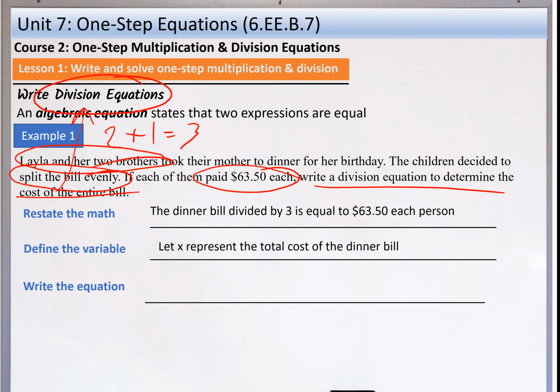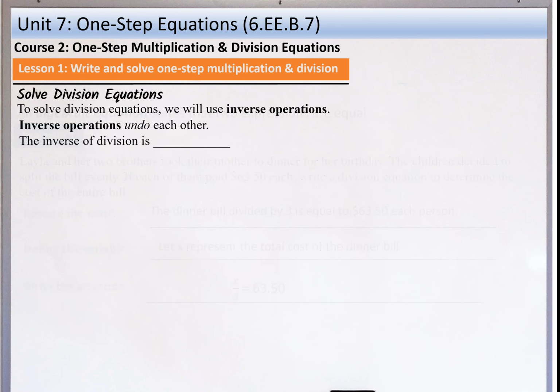So we'll let x represent the total cost of the bill. That means that the bill divided by 3 is equal to $63.50, or x divided by 3 is 63.50. The bill divided by the number of people, they split the bill equally, and each of them paid $63.50. That's our equation, and we'll solve it in a few minutes. Actually, we might solve it right now.